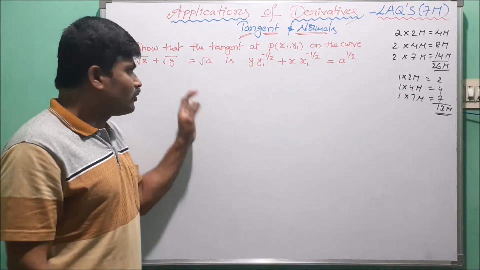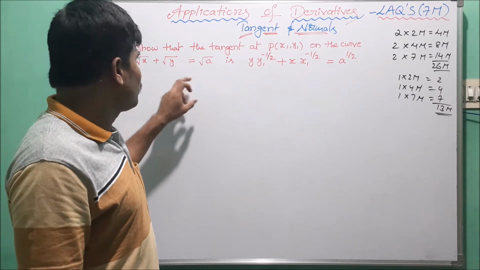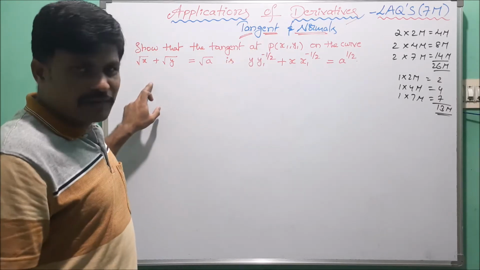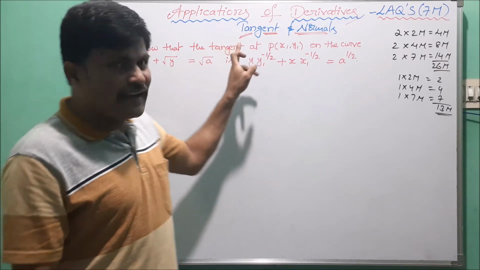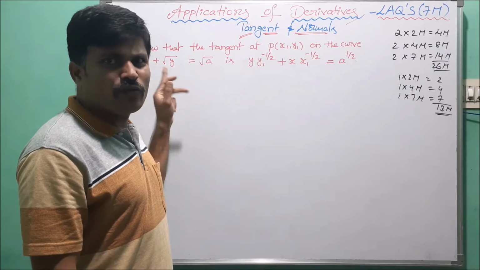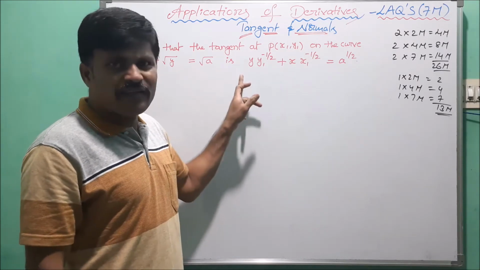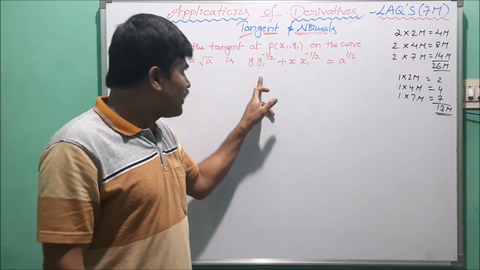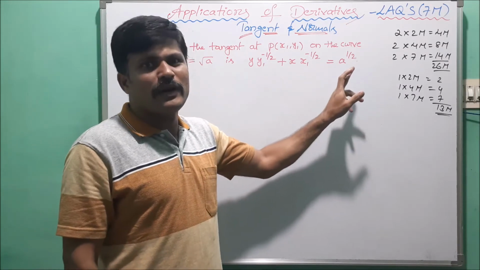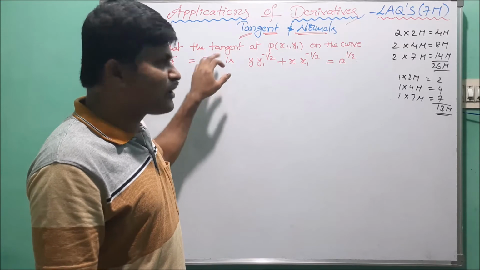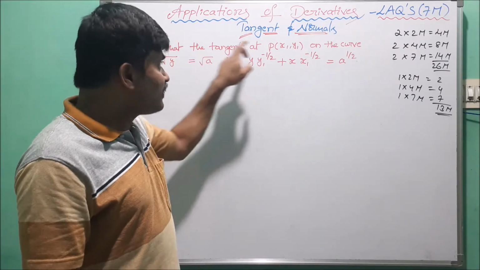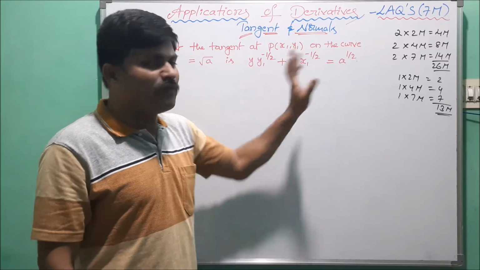Now here we are going to the 7 mark problems. Now in the tangents and normals, the first question. Show that the tangent at the point p(x1, y1) on the curve root x plus root y equal to root a is y into y1 power minus 1 by 2 plus x into x1 power minus 1 by 2 equal to a power 1 by 2. Now we have to find the equation of tangent to the curve root x plus root y equal to root a at the point p(x1, y1).